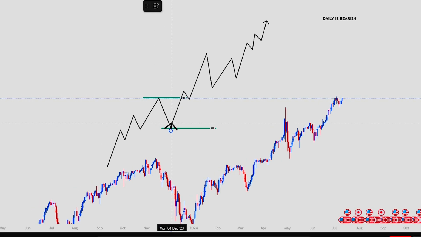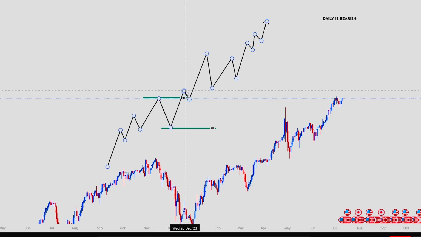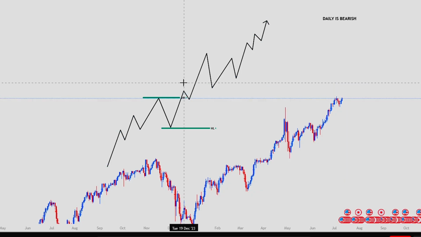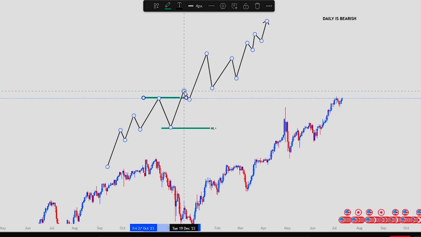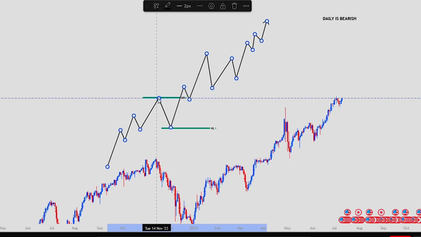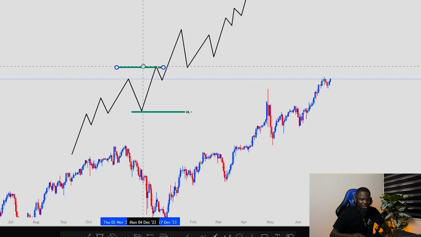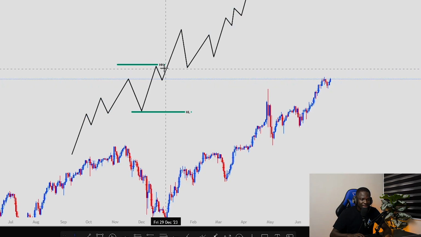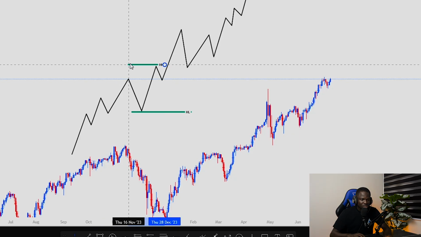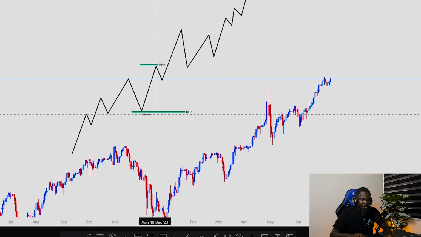You have to exercise a lot of patience and wait for price action to invalidate the current higher high to create a new higher high. Since price action already invalidated this higher high, this zone is no longer the recent higher high, so we now have our recent higher high around this zone. Now, where is our last higher low? We have our last higher low around this zone here.